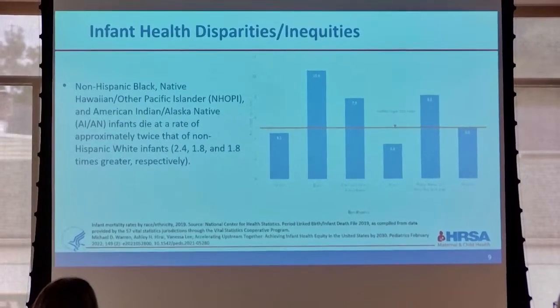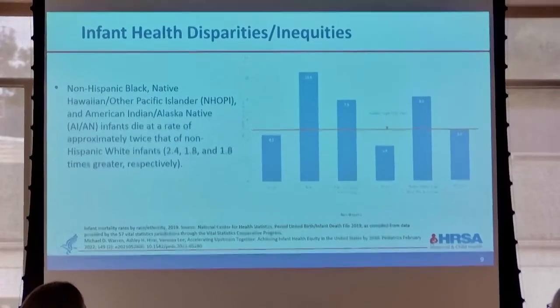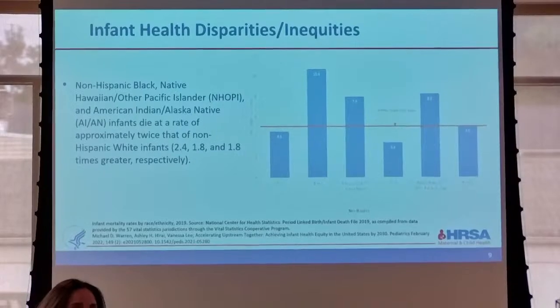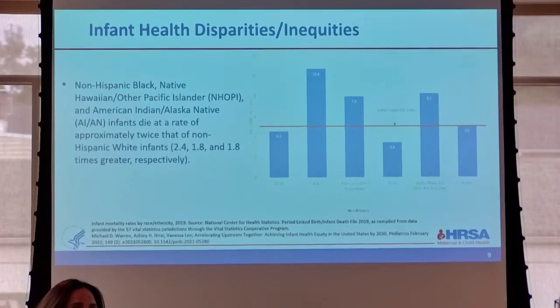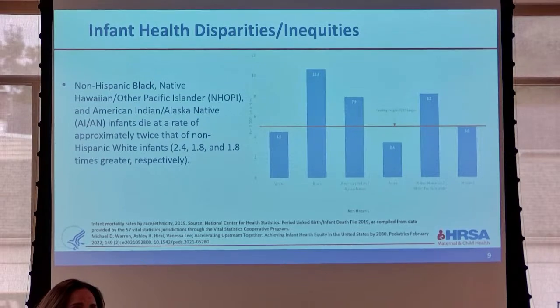I want to call your attention to that orange bar in the middle. The orange bar in the middle is our Healthy People 2030 target. For Healthy People 2030, the target is 5 deaths per 1,000 live births. So that's what we want to achieve for everyone.